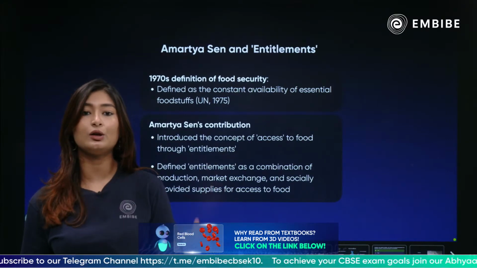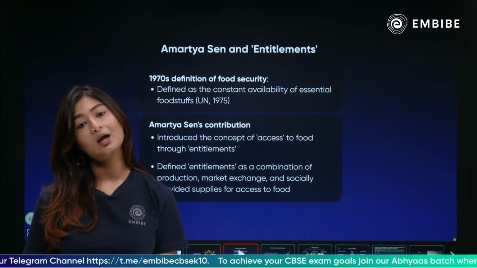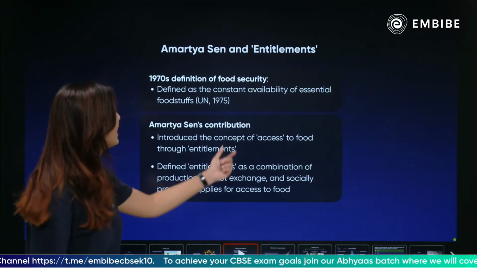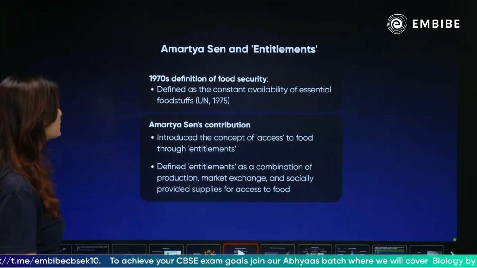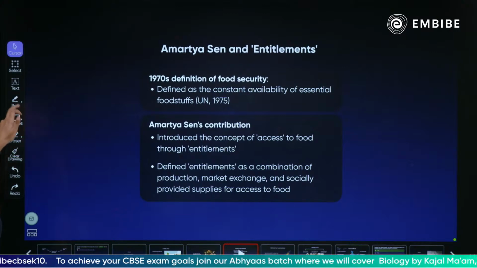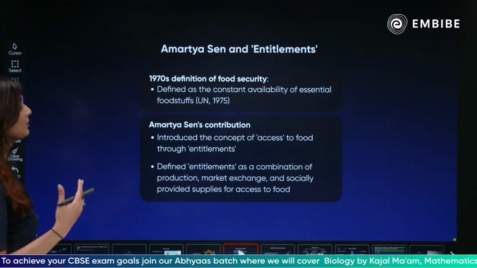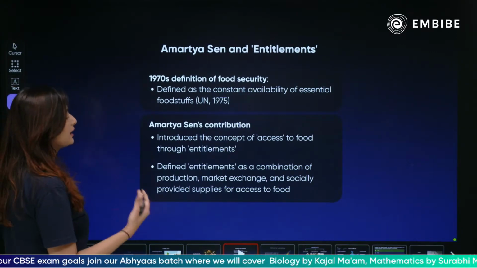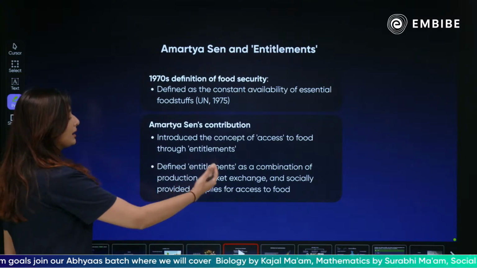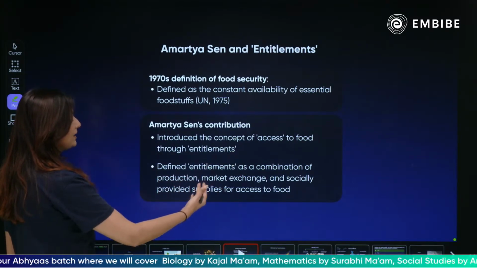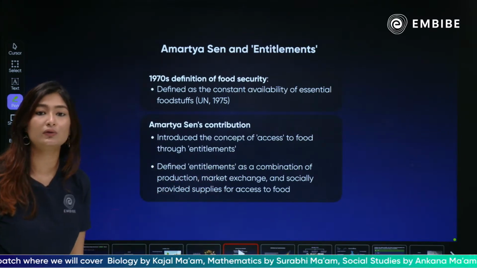मेरे जैसे बहुत सारे लोग होंगे. ऐसे सिचुएशन में क्या करेंगे? So Amartya Sen added this very important dimension of access to the food through entitlements. ठीक है? What do you mean by entitlements? It is basically a combination of production, market exchange and socially provided supplies for access to the food.